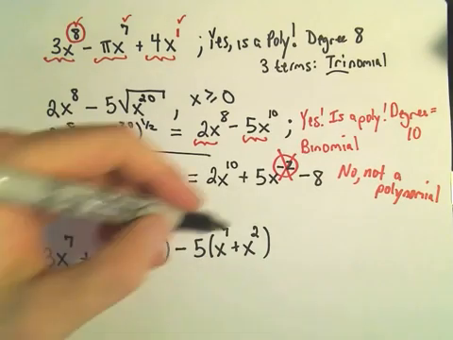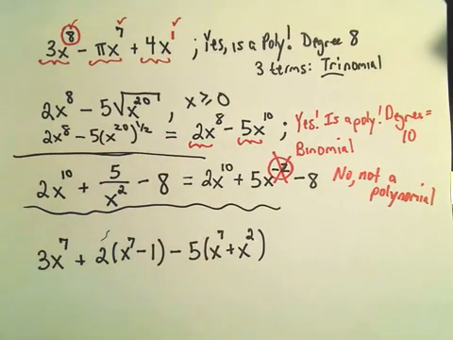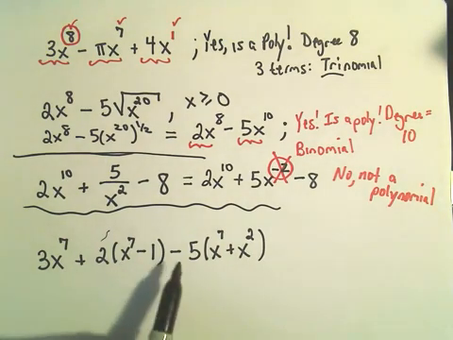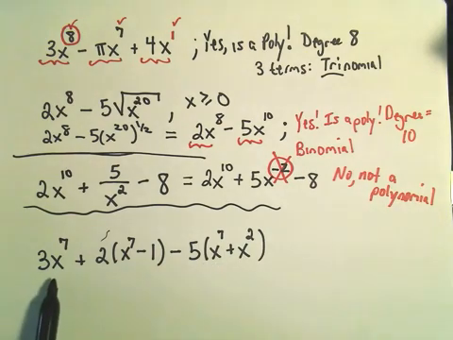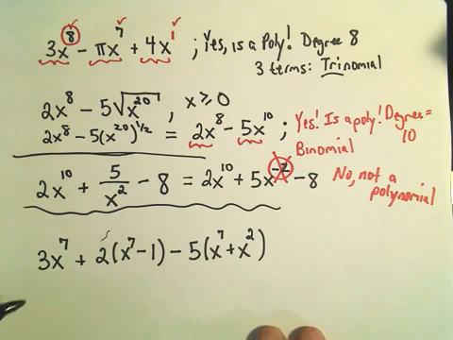Alright, so let's look at this next one here. 3x to the 7th plus 2 times x to the 7th minus 1 minus 5 times the quantity x to the 7th plus x squared. To me, it looks like positive whole numbers as exponents. It might be easy to say the degree is 7, but let's simplify this down first.